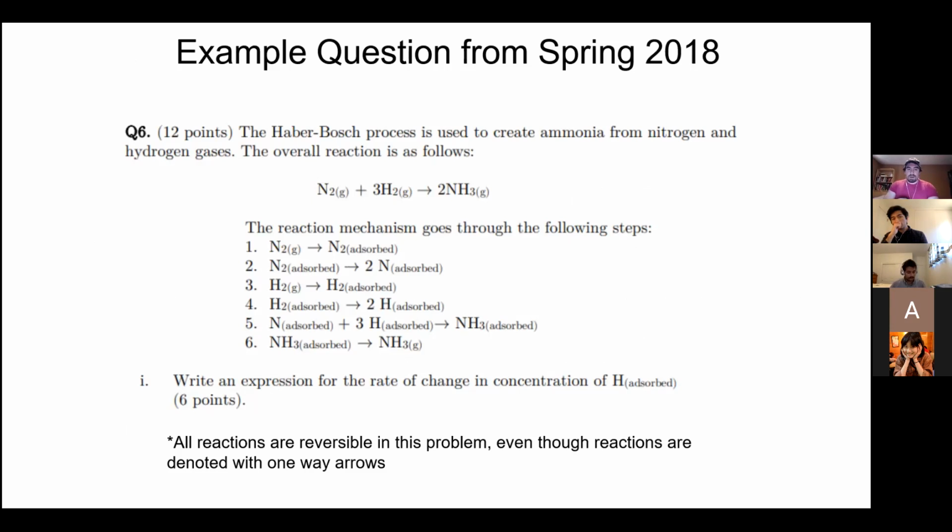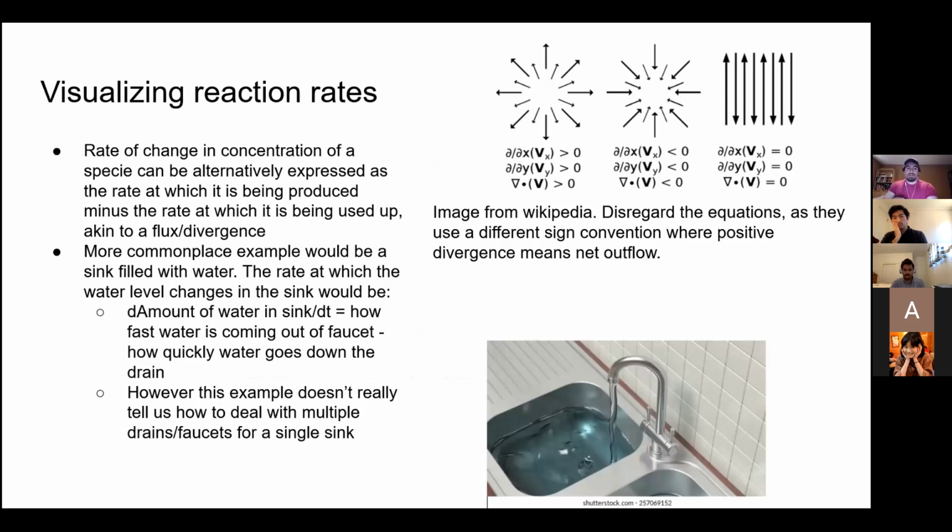One thing that I'll go over is a difficult exam question from my year. We have a large series of reactions for the production of ammonia, and all these reactions are reversible. It's just not written very well, but keep that in mind. So visualizing it, if you've taken Calc 3 or something, you might think of it as a divergence or a flux, but it's basically a net flow.